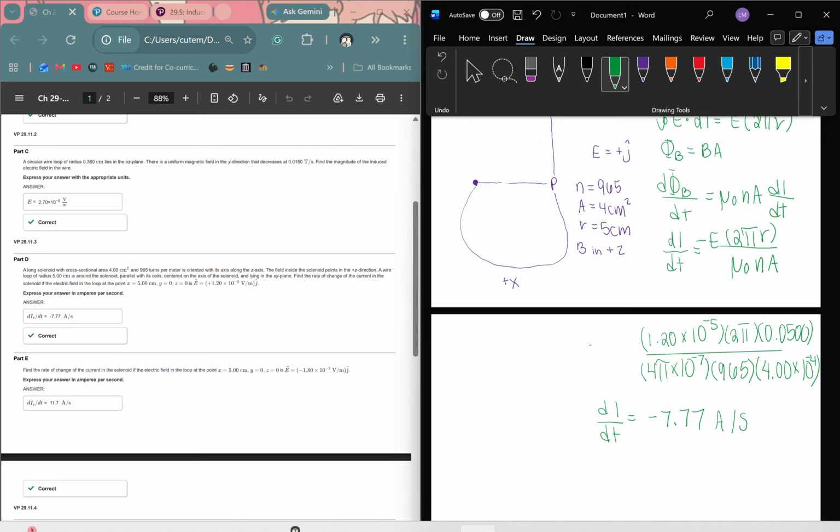Since the induced magnetic field opposes the change of the magnetic flux, according to Lenz's law, the original magnetic field in the positive z direction must be decreasing. Because the magnetic field inside the solenoid is proportional to the current, the current is also decreasing. So the answer is the rate of change of the current is negative 1.77 amperes per second, which means the current in the solenoid is decreasing.